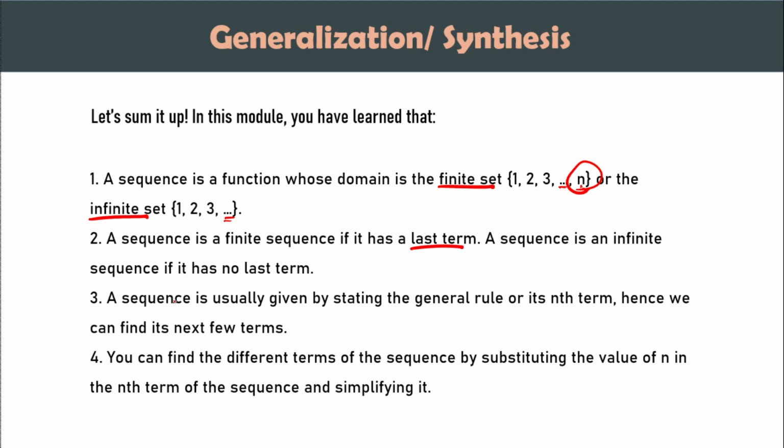Number 3, a sequence is usually given by stating the general rule or its nth term. Hence, we can find its next few terms. As I've said, there is a general rule. Merong rule na ginagamit in a sequence so that we can find the nth term of the sequence, because if it's not following the rule, then it is not a sequence and it is difficult for us to find what will be the next terms. Number 4, you can find the different terms of the sequence by substituting the value of n in the nth term of the sequence and simplifying it.